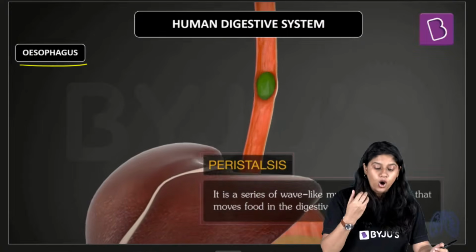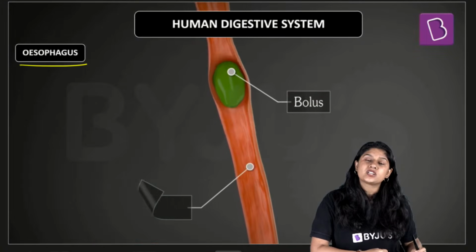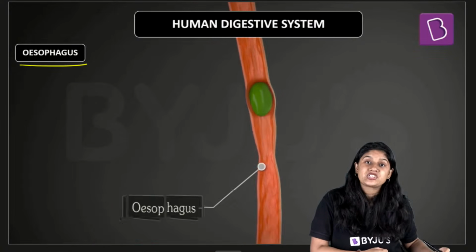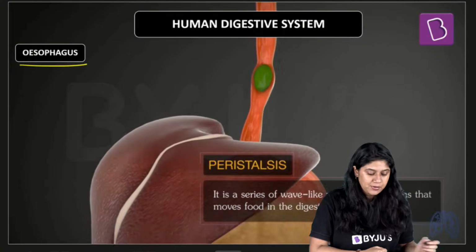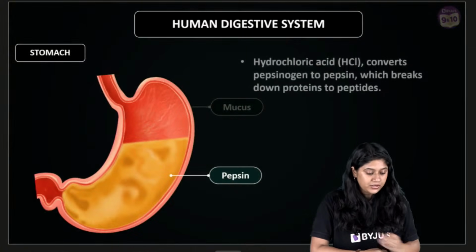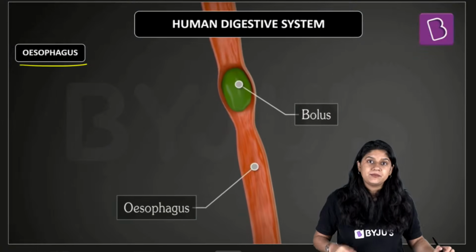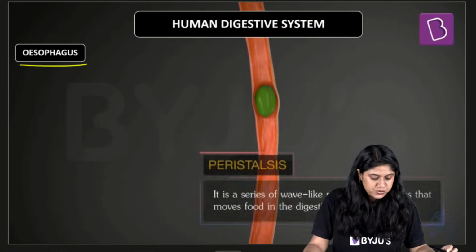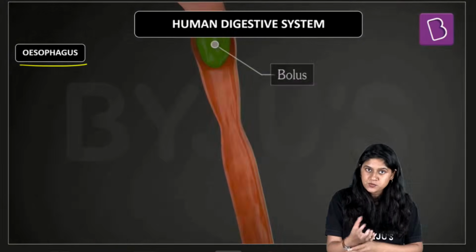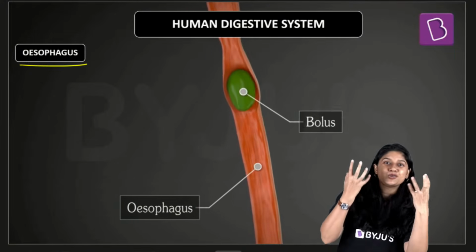Now it is a long tube, right? We know that it's a long tube-like structure which carries the bolus to the stomach. So the esophagus, right, is a long tube structure which carries the bolus, which is food mixed with the saliva, to the stomach.